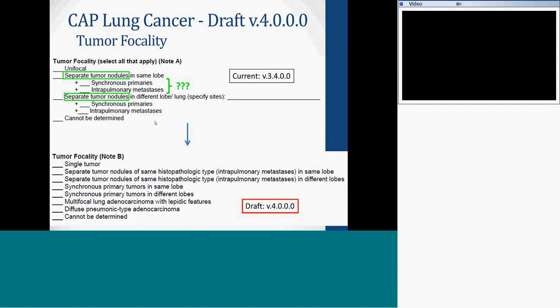there's been some attempt to clarify the terminology and separate out intrapulmonary metastases, defined as the same histopathologic type, whether in the same or in different lobes, really to clarify intrapulmonary mets from synchronous primary tumors, whether, again, in the same or different lobes. The major change to the tumor focality fields is the addition of two fields: multifocal lung adenocarcinoma with lipidic features and pneumonic type adenocarcinoma.